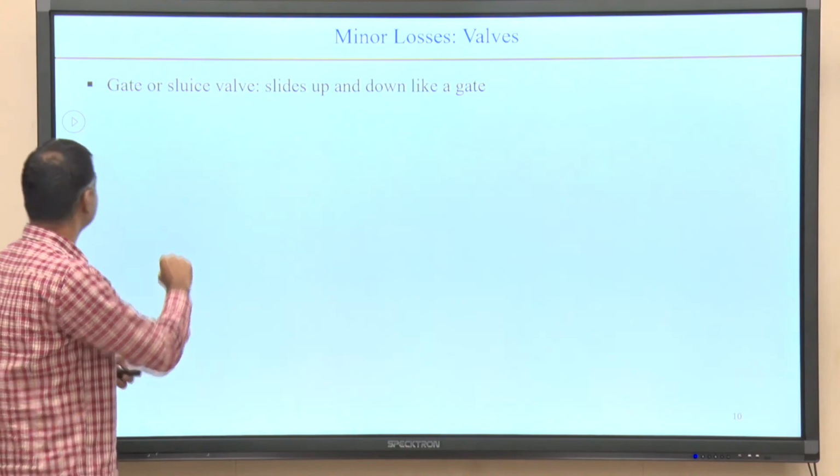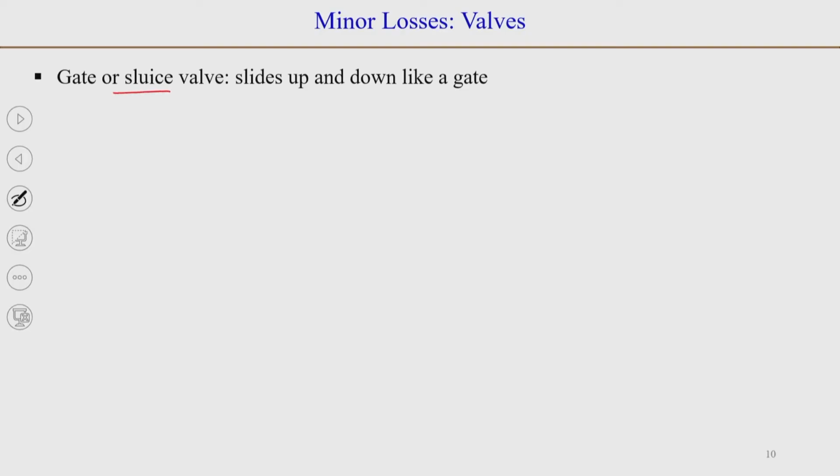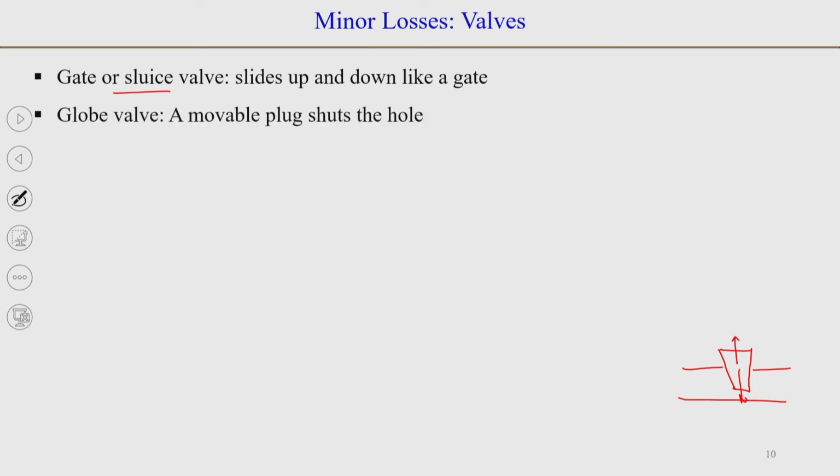So, one is what is called a gate or sluice valve. Basically, in your flow you might have a valve. It may just slide up or down, and it can open, or it can stop the flow. So, it slides up and down like a gate. So, we call it a gate or sluice valve.